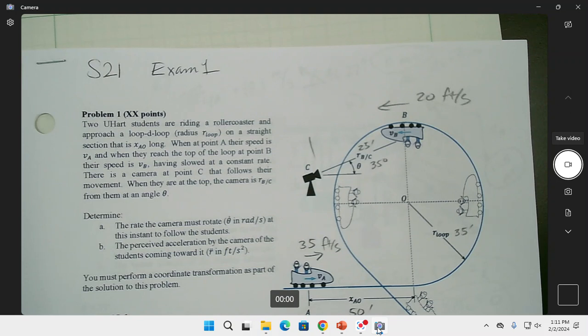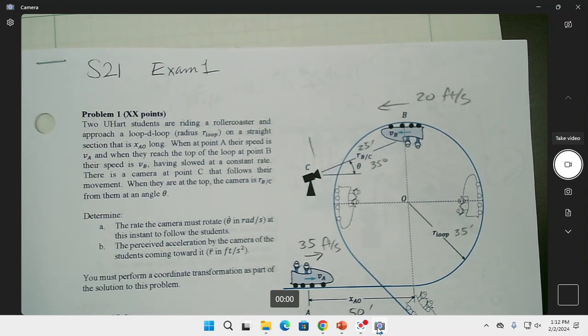There's the camera and it follows their movement. When they are at the top, the camera has this distance, that right there, and is at that angle right here. So we're already kind of getting the idea. This is path coordinates. Did you recognize this path coordinates going on? Right here, that's the tangential, and there's the normal. We also see that there's polar coordinates going on here because we got a camera, a distance and an angle. And that camera is following them.